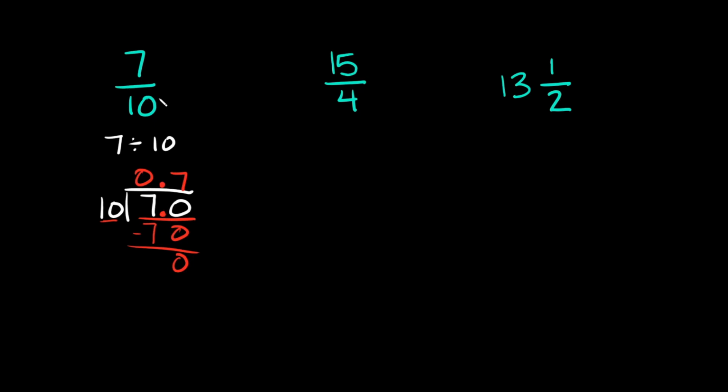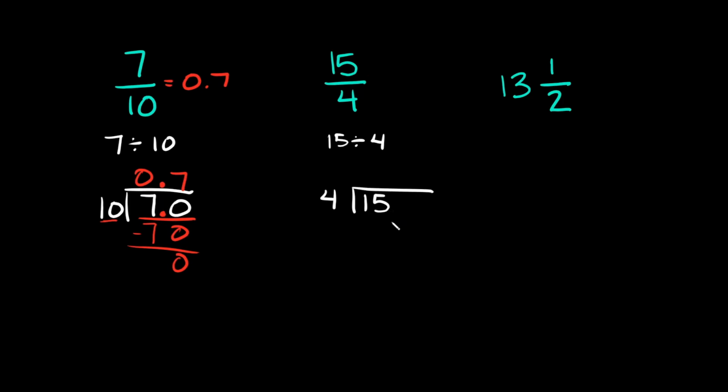So 7 over 10 written as a decimal would be 0.7. Okay, so hopefully that wasn't too bad. Let's go to the next example. So here we have 15 over 4. So how do you convert this into a decimal? Well, again, just remember that this is just a division problem, okay? So 15 over 4 is the same thing as 15 divided by 4, or again, we can write it like this, which is preferred, 15 divided by 4.